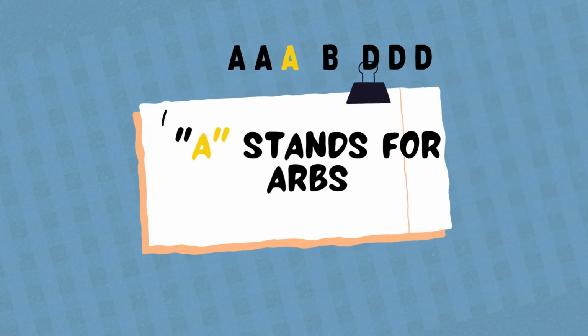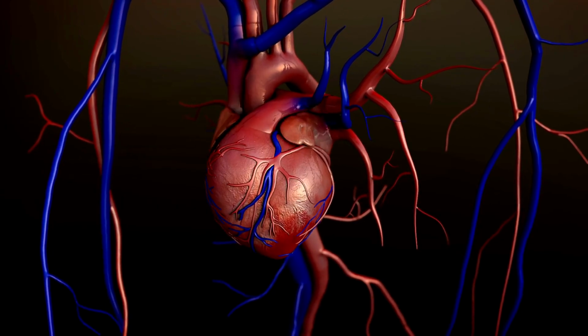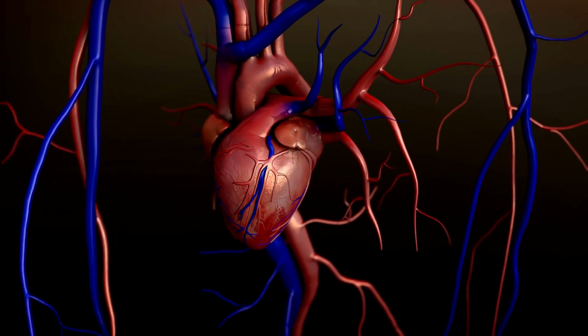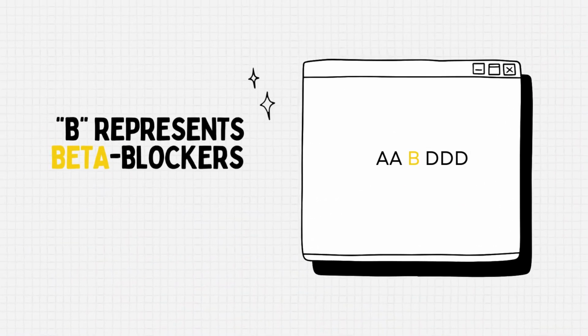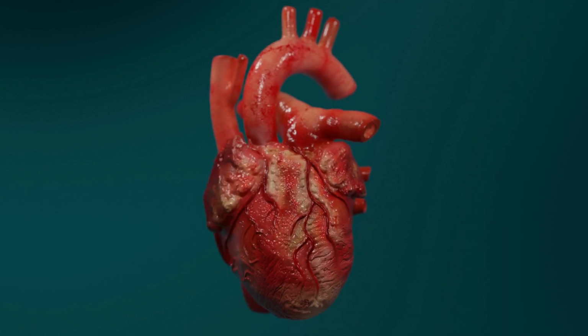Next, A stands for ARBs, angiotensin receptor blockers. Drugs like losartan and valsartan can be an alternative to ACE inhibitors, helping dilate blood vessels and reduce blood pressure. Now B represents beta blockers, including metoprolol, carvedilol and bisoprolol. These medications reduce the workload on the heart and improve its efficiency.